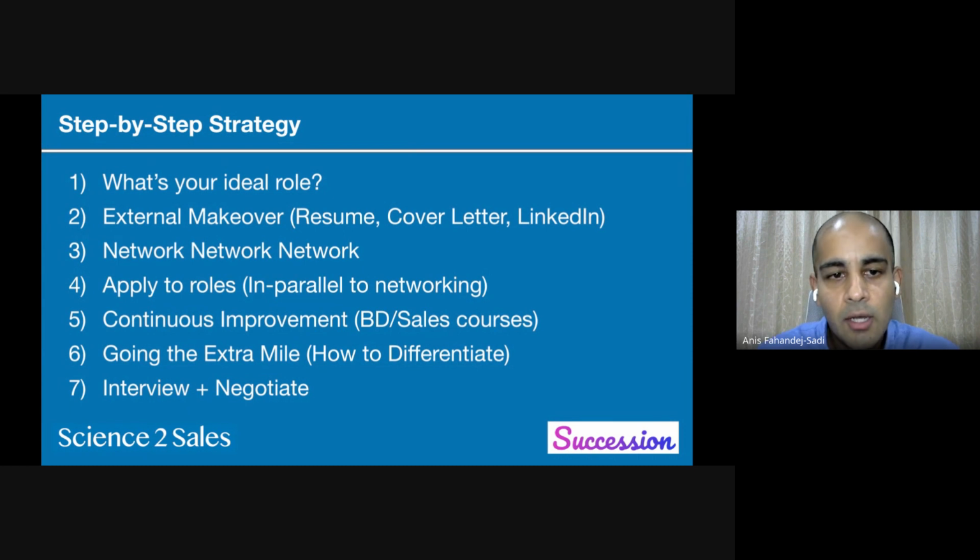Pretty straightforward. The last two, which I'm pretty proud of, or at least the sixth one, which is something we'll dive into, is how to differentiate. There's a couple of key secret sauce things that we're going to get into today. Number 5, continuous improvement. Upskill before you get the role. So BD and sales courses, we'll go into some resources. And then finally, some high-level intro on interview and negotiation.